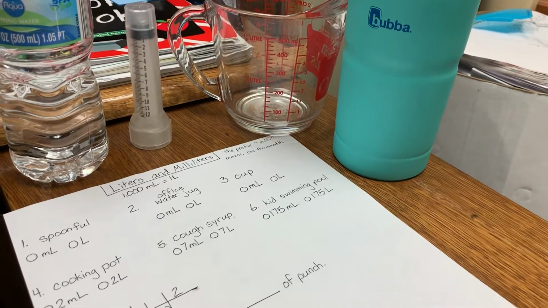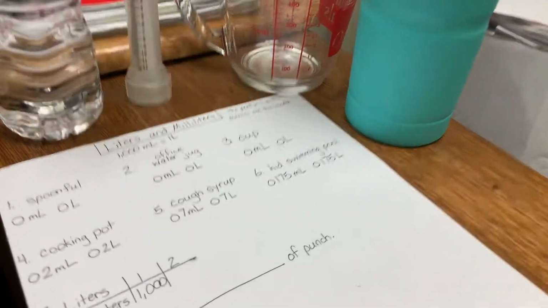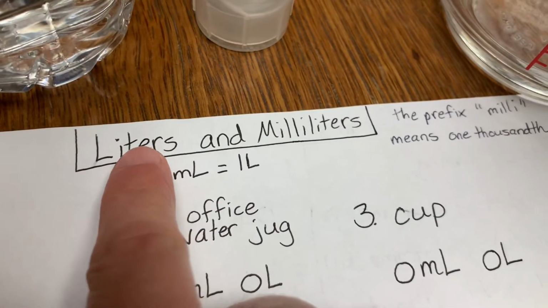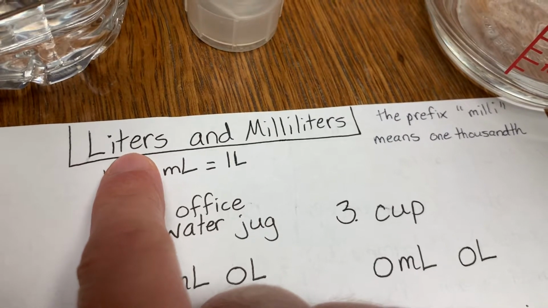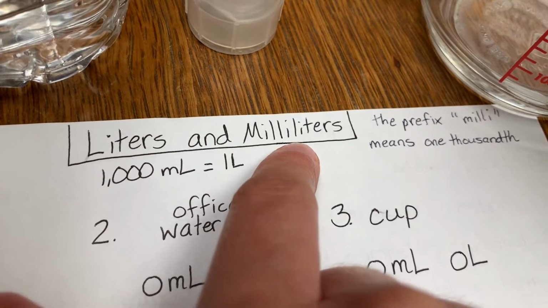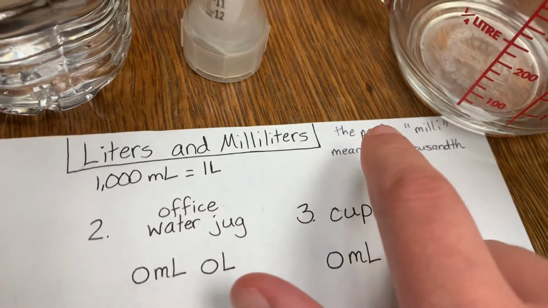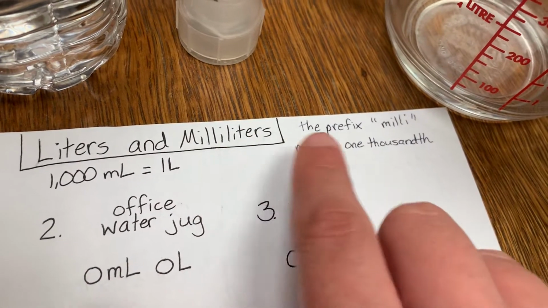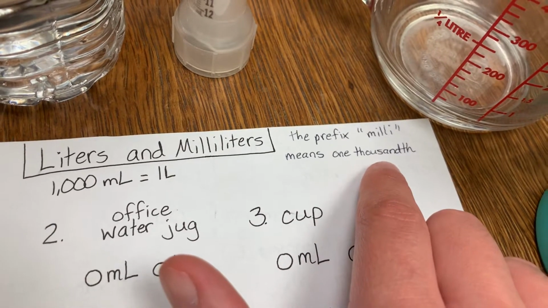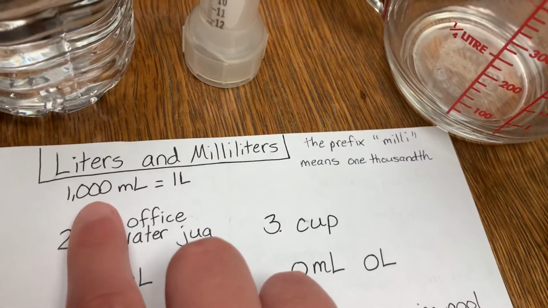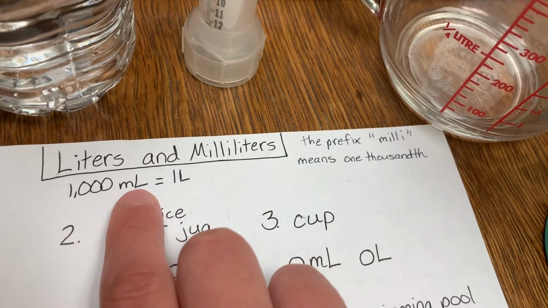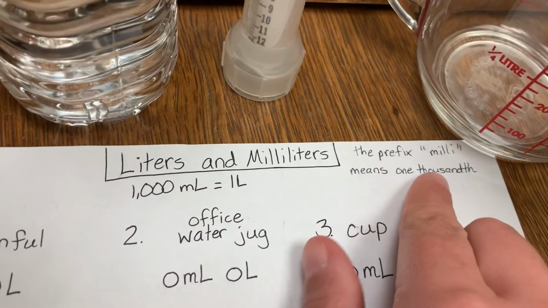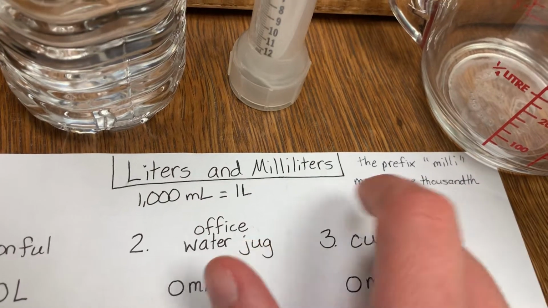Today we're going to learn about liters and milliliters. So let's take a look here at the top of the page. Liters is spelled this way, milliliters is spelled that way. You can see here it says the prefix milli, which is at the beginning of milliliters, means 1,000th. And so you can see here that 1,000 milliliters equals 1 liter. Okay, so it makes sense that milli means 1,000th.